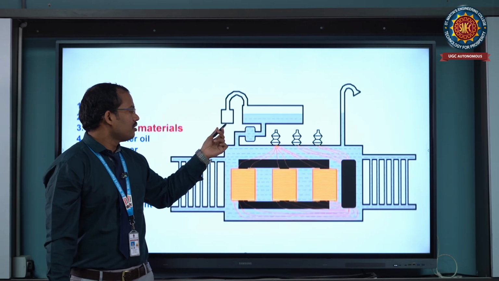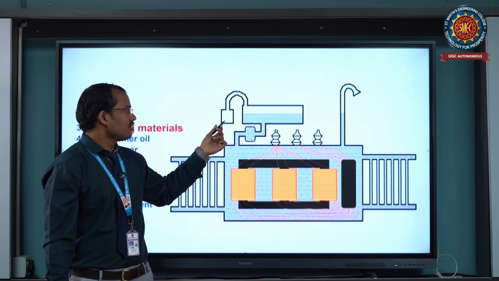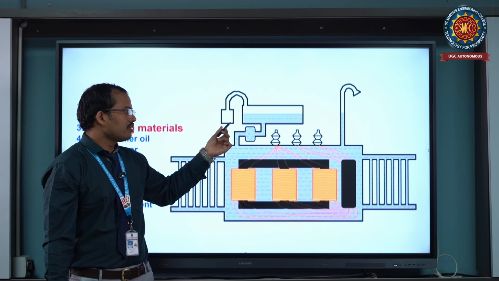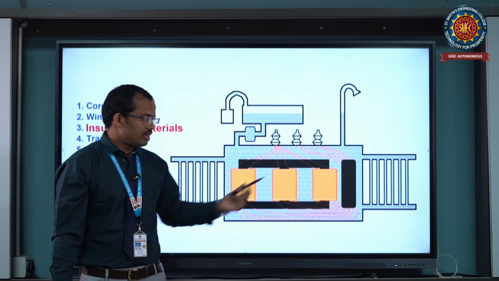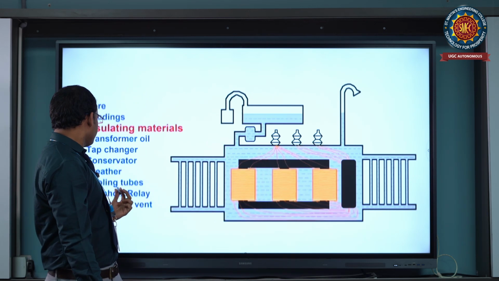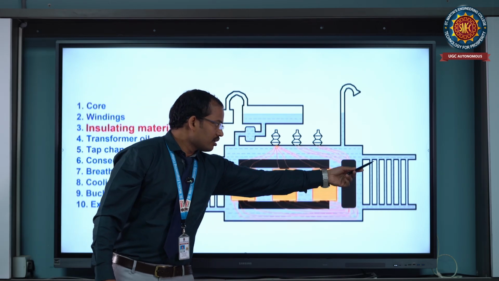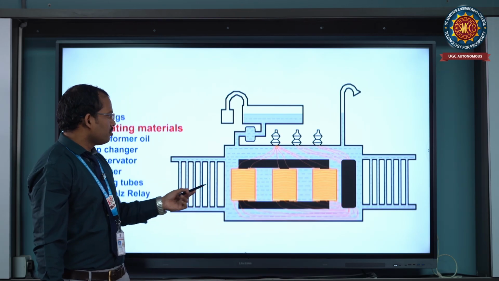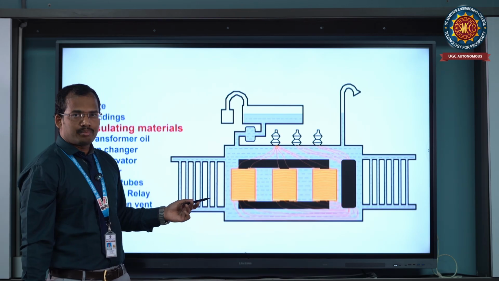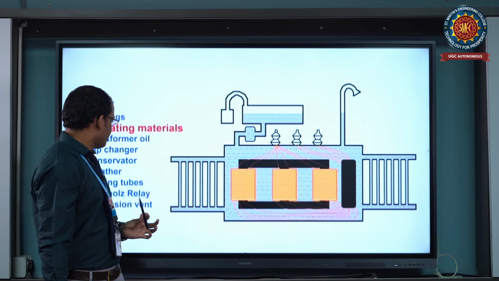Silica gel material protects the transformer from the external forces of the atmosphere. And next, cooling tubes. These are all cooling tubes constructed on both sides of the transformer. These cooling tubes are used for cooling purposes.